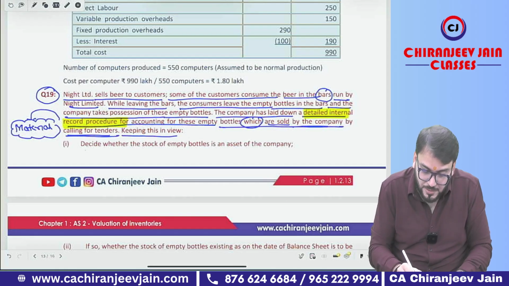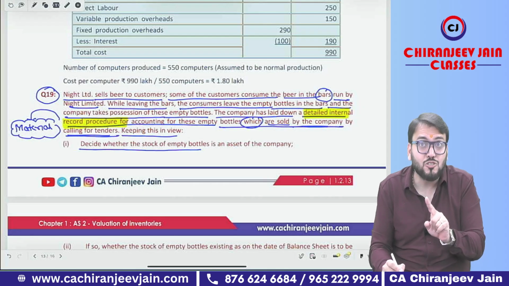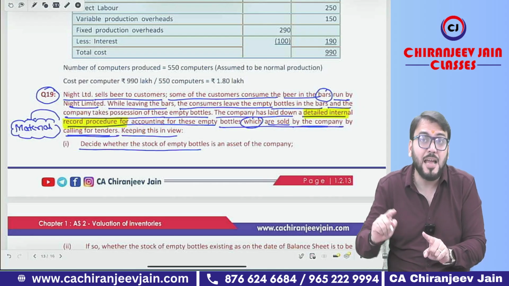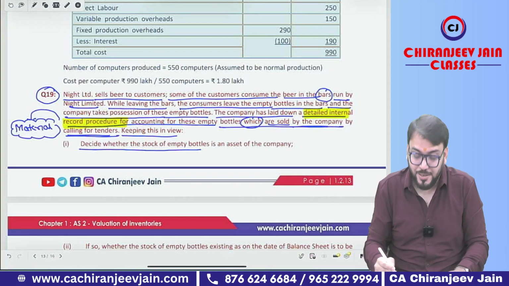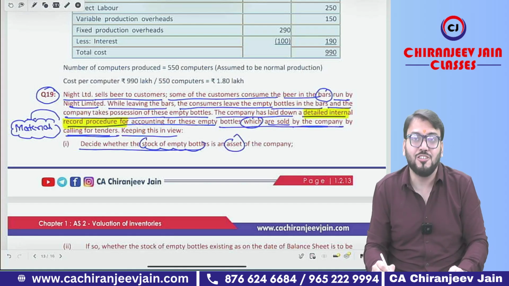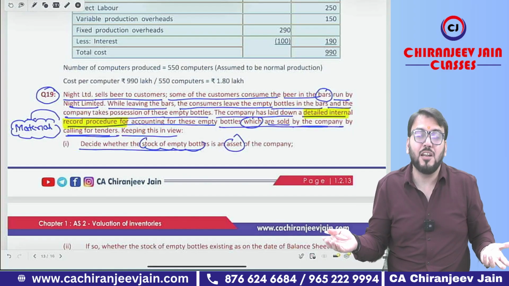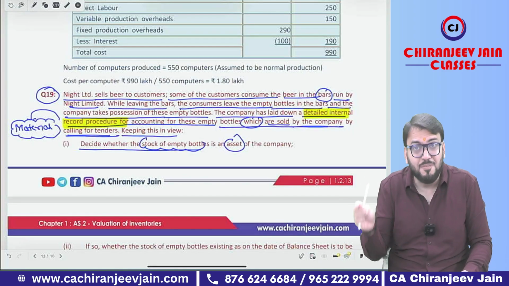Keeping this in view, decide whether stock of empty bottle is an asset, because they have used the word stock of empty bottle. It does not mean it is inventory. It may or may not be inventory. First, whether it is an asset. So they have asked two questions. Whether it is an asset. If it is not an asset, the question of inventory will not arise. But if it is an asset, it may be inventory also.